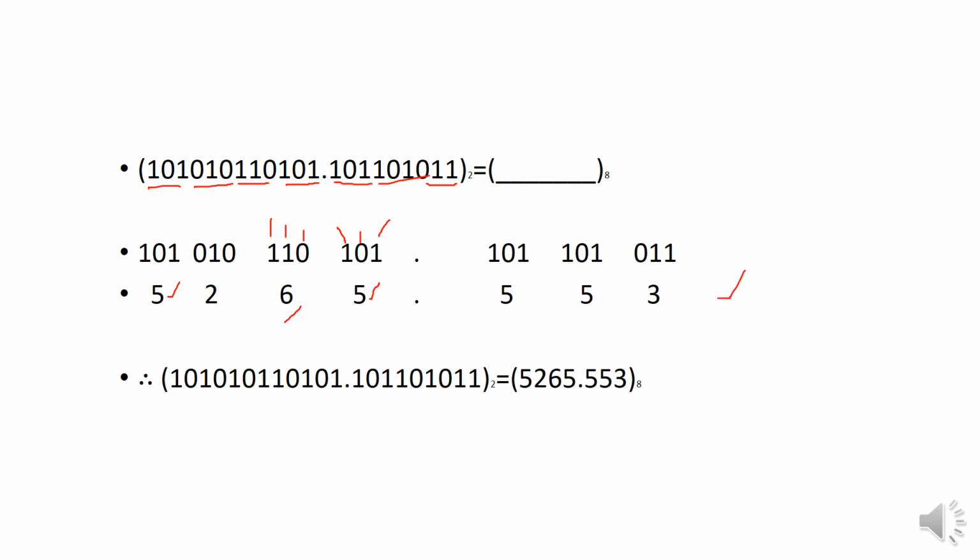Similarly in this direction, and we write them in the same order we got them. So it's an octal. Octal means we have taken groups of 3 digits, so we are doing octal.